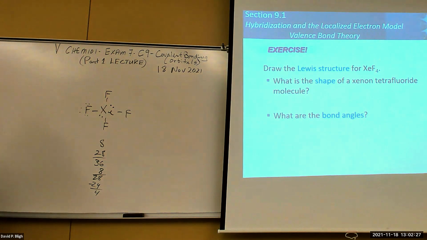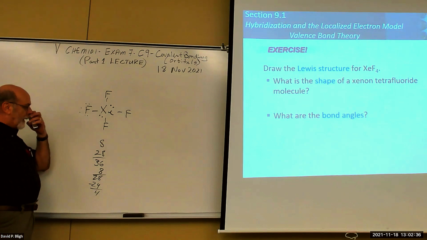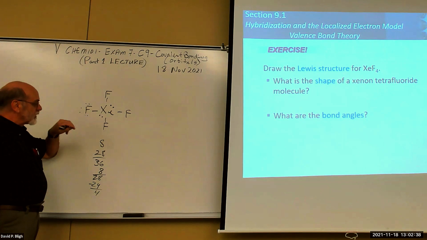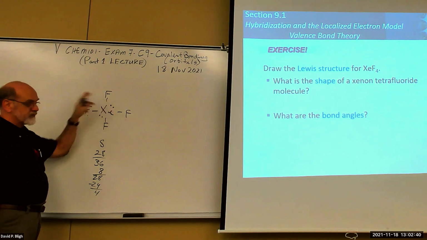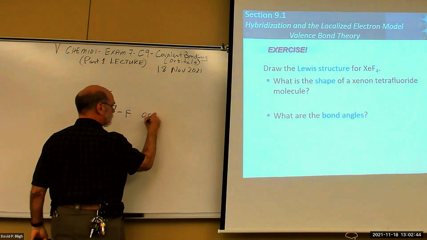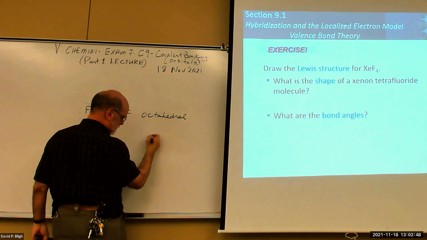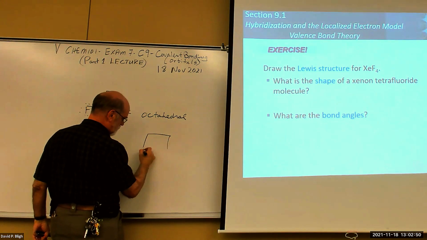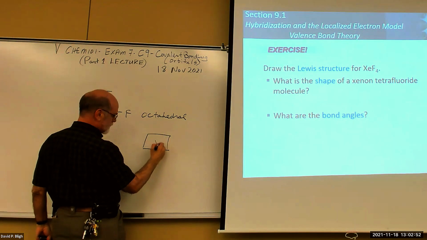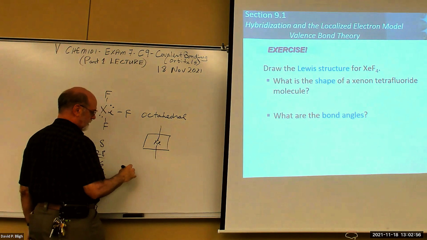No problem. See where xenon is? In the 5th period. It's got oodles of extra orbitals that it can use. So how many groups do we have? 1, 2, 3, 4, 5, 6. So the electronic structure is going to be octahedral. Like a square here, and then your xenon is in the middle, and you have one up here and one down here.